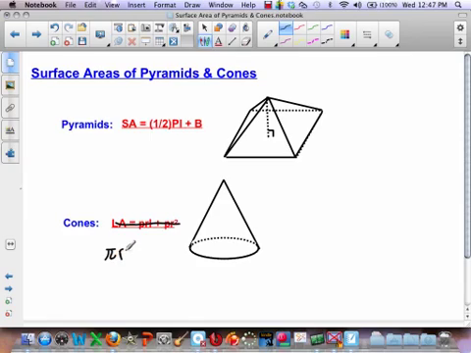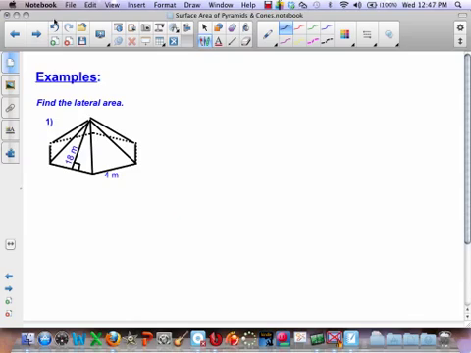It's pi RL plus pi R squared. Okay, so let's take a look at number 1. What does it ask you to find on number 1? Lateral area. Just the lateral area. What shape do we have?